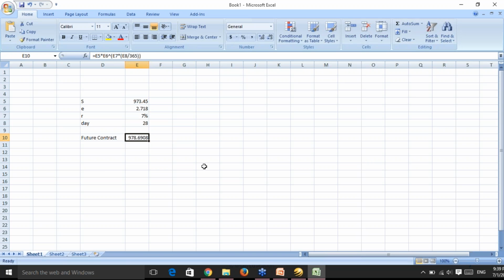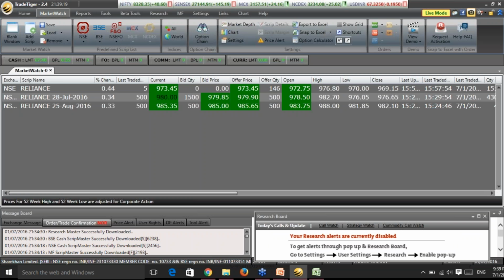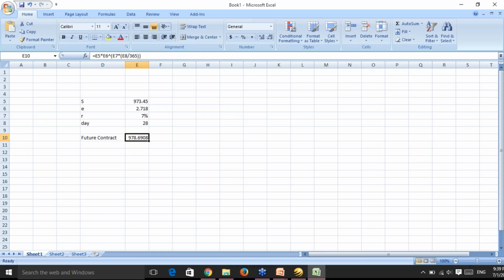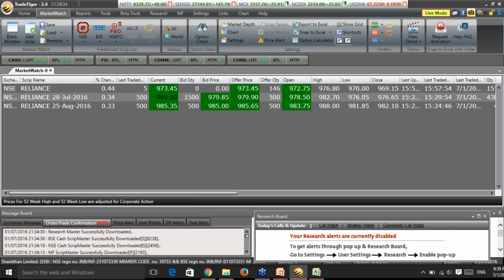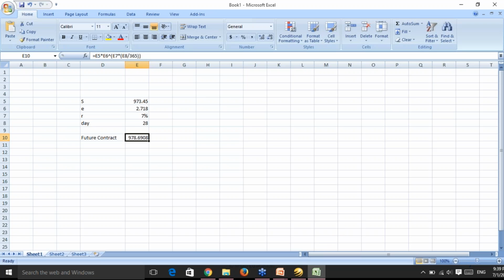978. Now this is the theoretical value, and here the value is 980. So this is 2 rupees overpriced. Okay, doesn't matter, 2 rupees not too big. Let's suppose if the spot price is 990, kind of that. So you might be getting almost 14% on an annualized basis on that contract.